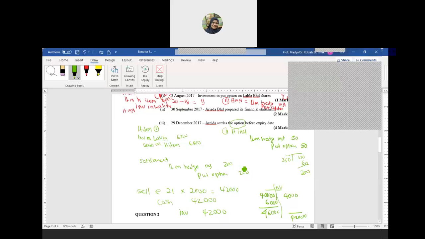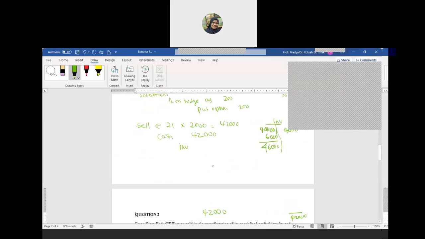You only have a loss here in terms of your put option. When you look at your income statement, what will be the effect on your income statement here? So you're going to have your cash also 42. Look at the effect on your income statement. Because this is a fair value hedge, any changes here will be transferred to your income statement.